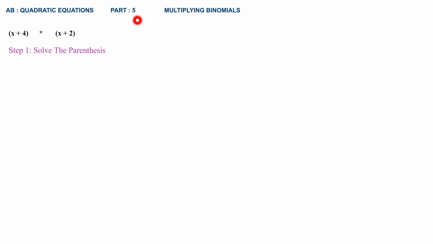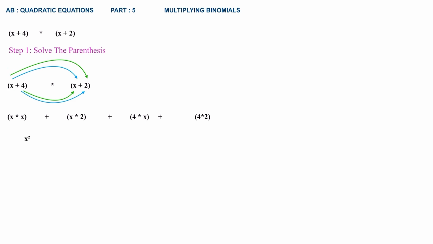Today is part 5, multiplying binomials. So here's our equation and let's get to solving. Step 1 is we have to solve the parentheses. So we have to do x times x plus x times 2 and 4 times x plus 4 times 2.